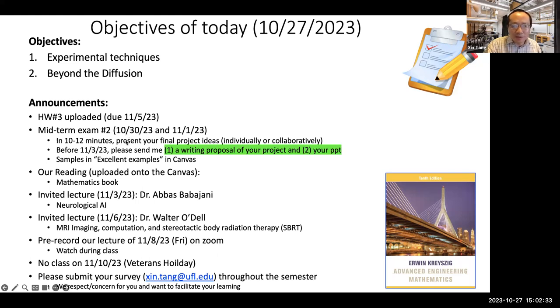I received the 1-page description, a summary of the projects, from quite a few of you. That's great. I will reply to you with my comments one by one. If I don't reply before then, remind me, but I can definitely finish careful reading of all the files you send me and give you feedback before the exam. So you should be okay.